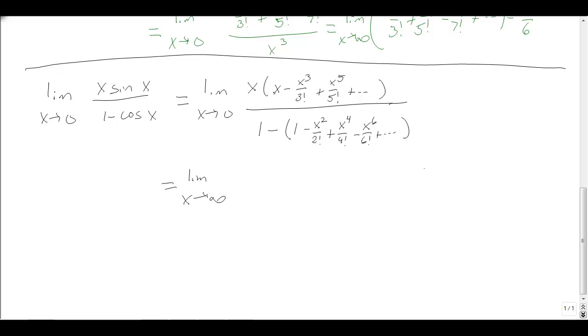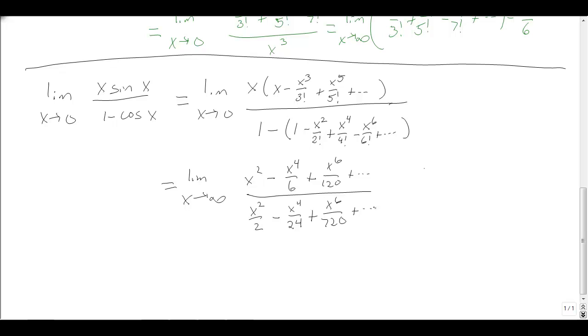And then what that gives us, on top, I'm going to get an x squared minus x to the 4th over 3 factorial, which is 6, plus x to the 6th over 5 factorial, which is 120. On the bottom, 1 minus 1, those will cancel. I'll get a negative, so I'll get an x squared over 2, and then a minus x to the 4th over 4 factorial, which is 24. That 2 is 2 factorial, which is just 2. And then minus a negative x to the 6th over 6 factorial, which is 720. And then there's some more stuff there.